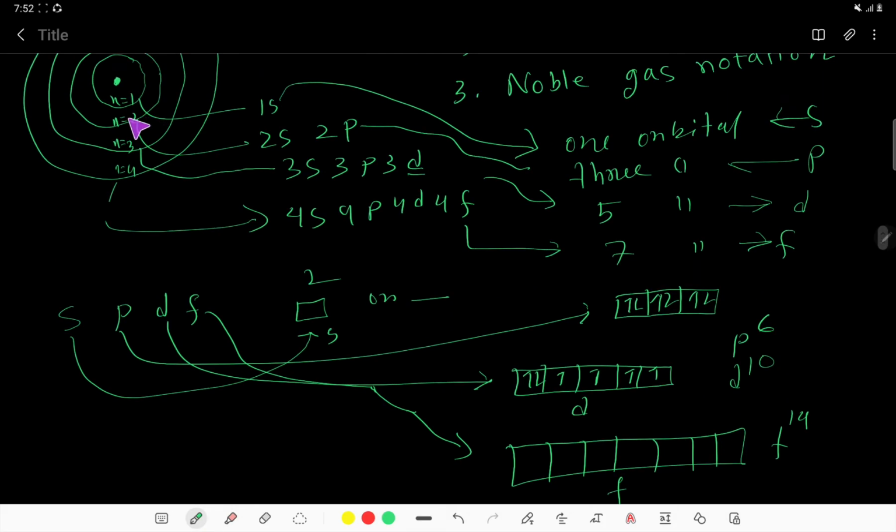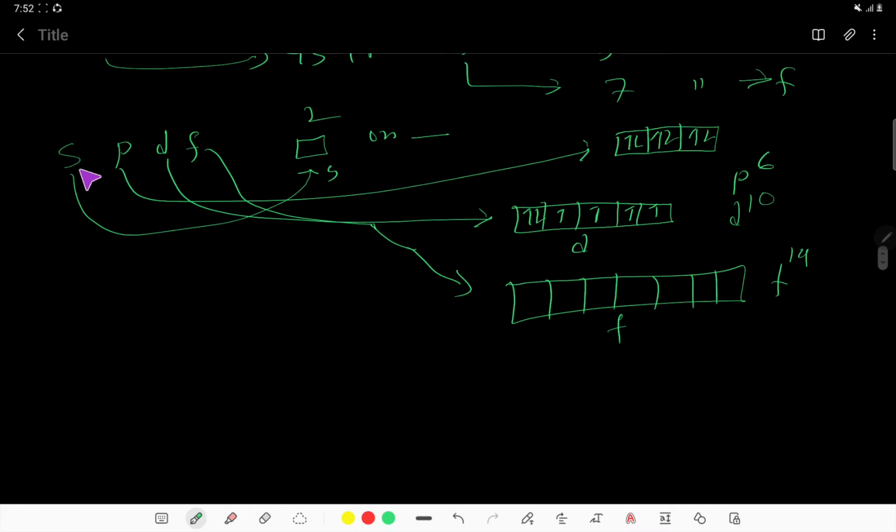We can identify the energy level by the principal quantum number n, and we can identify a subshell like s by the azimuthal quantum number L. The value of L, 0 indicates the s subshell, 1 indicates the p subshell, 2 indicates the d subshell, and 3 indicates the f subshell.